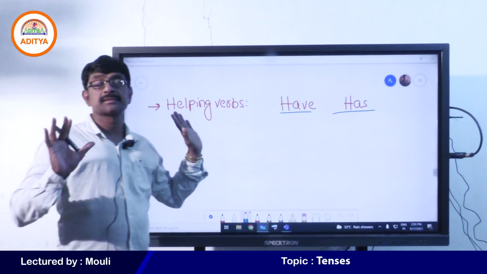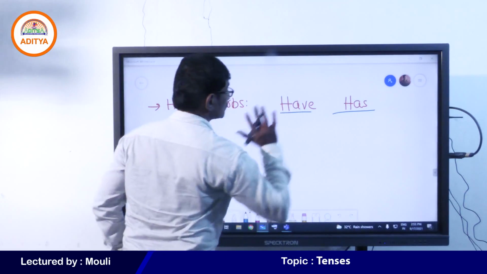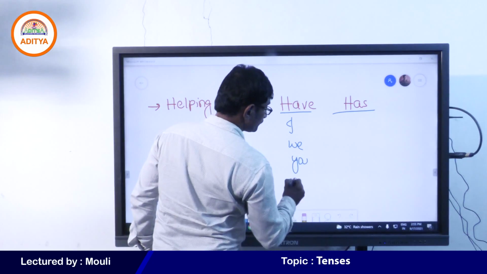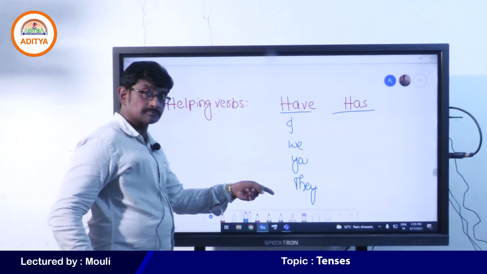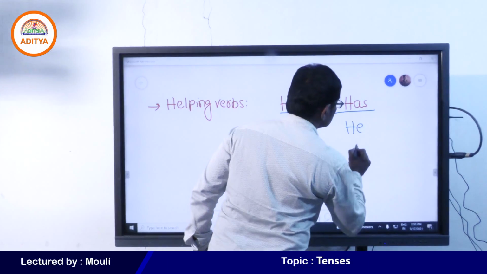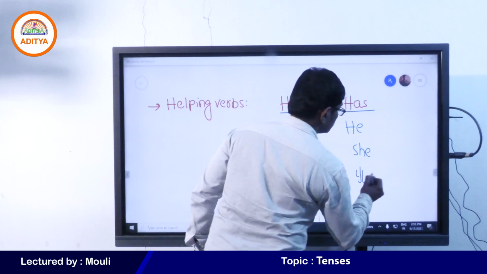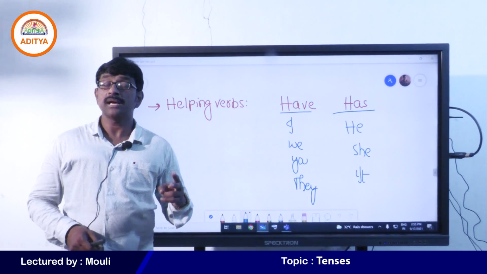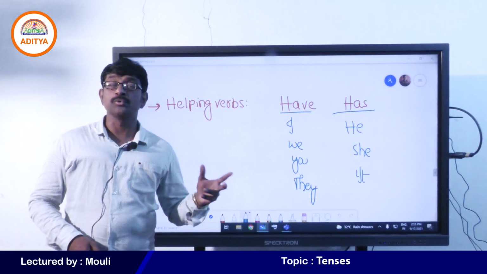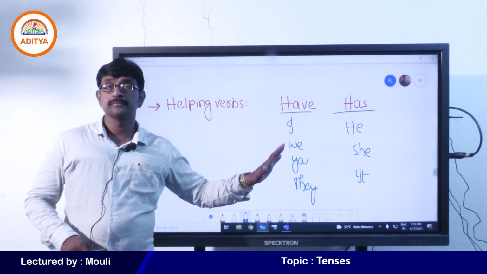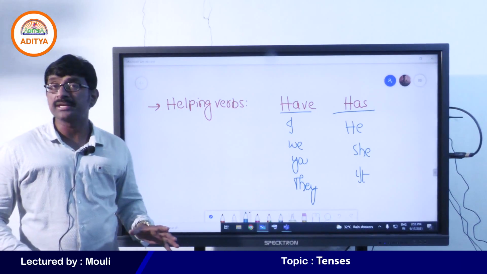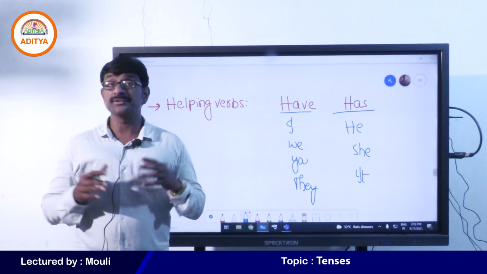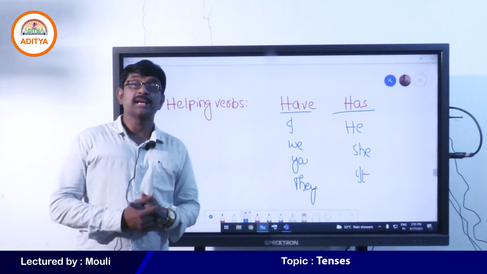Okay, students, let us find out. Let us see now these two. And here I, we, you, they. And here he, she and it. There ends the matter. There are two helping verbs. These two are have and has. Have takes I, we, you, they, and has takes he, she, it. There ends the matter with these helping verbs.